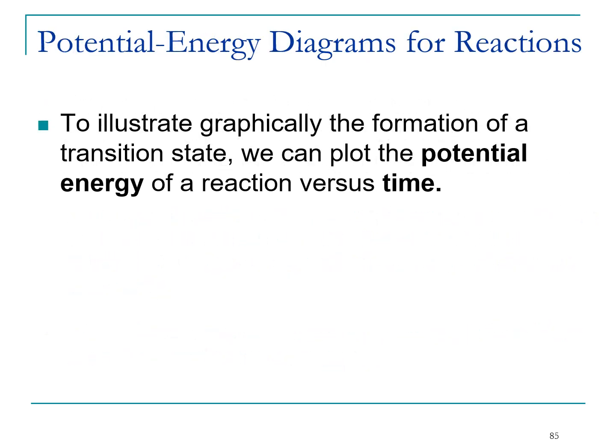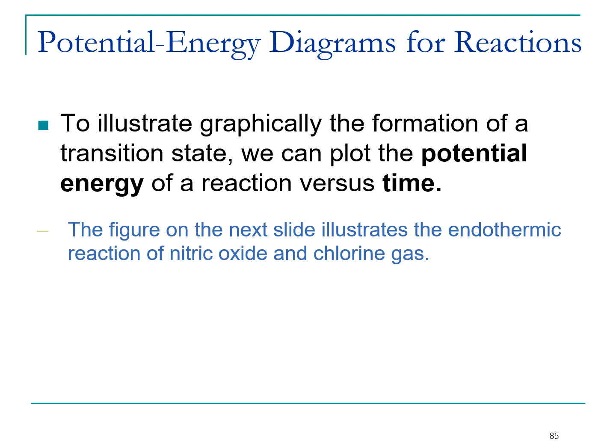All right, so what we're going to do is graph another graph. We're going to graph the formation of the transition state. In order to graph it, we're going to put time or reaction point in the reaction on the x-axis, and we're going to do potential energy on the y-axis. On the next slide, we'll look at an endothermic reaction, where you have to put energy in to make it happen.